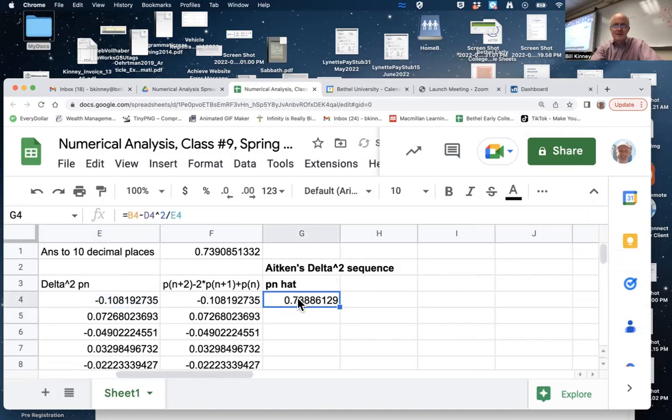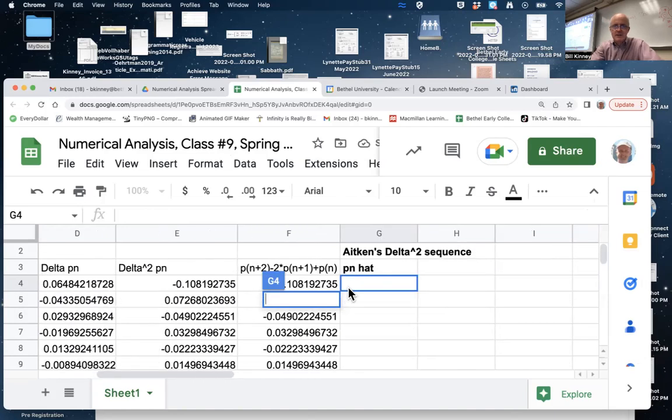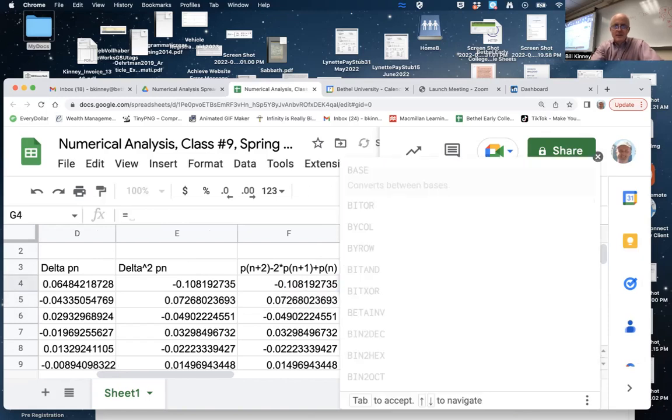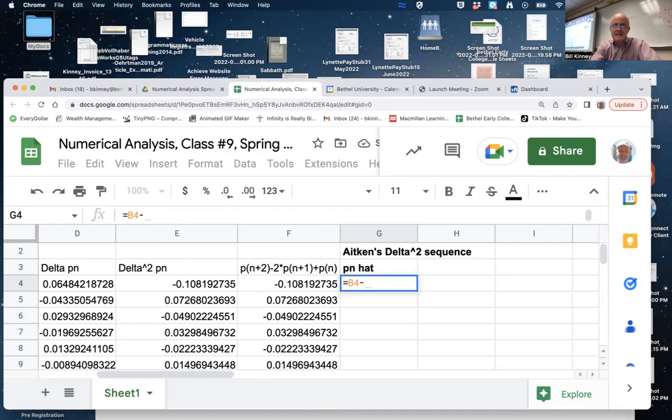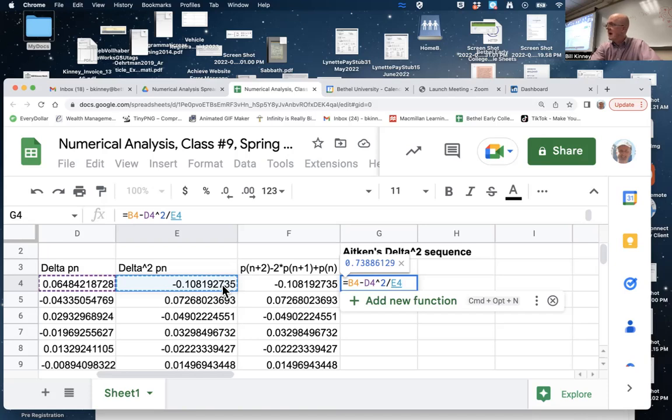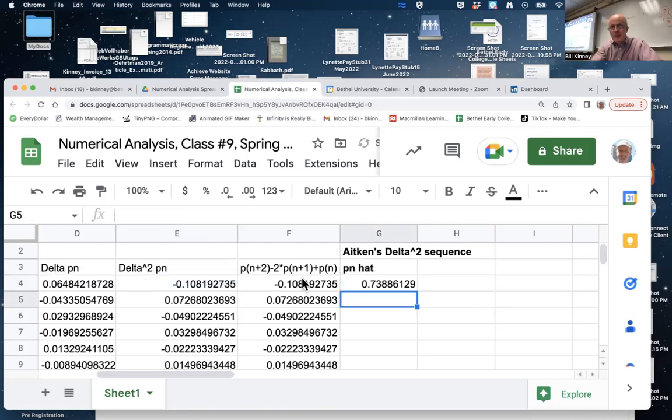I'll redo it here, just to reemphasize things. So Pn is in column B, okay. So I took Pn minus delta Pn squared divided by delta squared Pn. I'm squaring the numerator and I'm not squaring the denominator, because the denominator is a new column. Hey, it's already close to 0.739 after just a couple iterations.